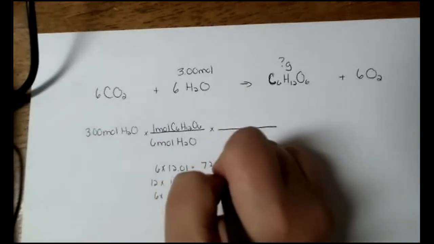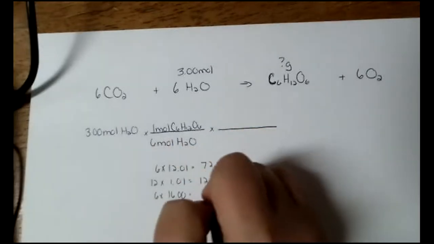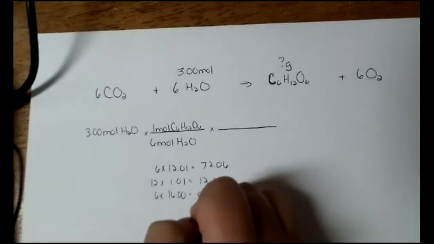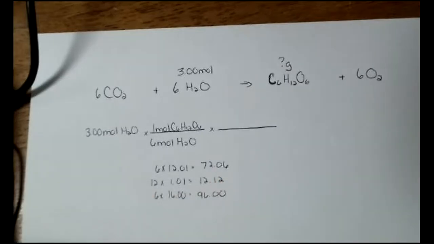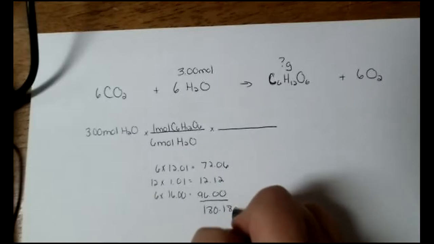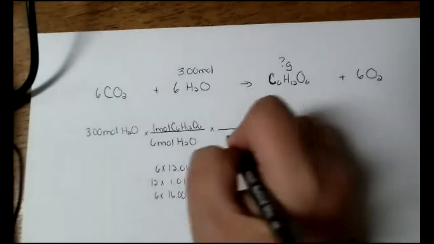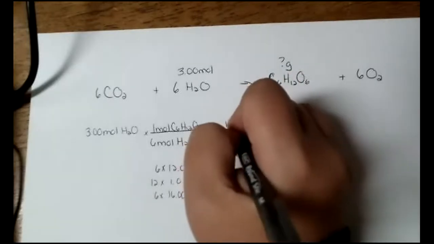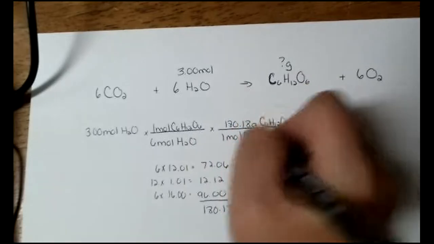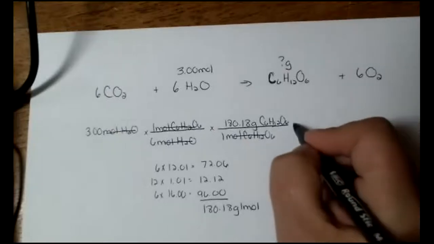So that gives me 72.06. And this is going to be 12.12. And this is going to be 96. And then I add them all together. And I get 180.18 grams per mole. So I'm going to go up here and put this in, 1 mole C6H12O6, and there's 180.18 grams C6H12O6. So now I can cancel out all my values that are like, and now I run it through my calculator.